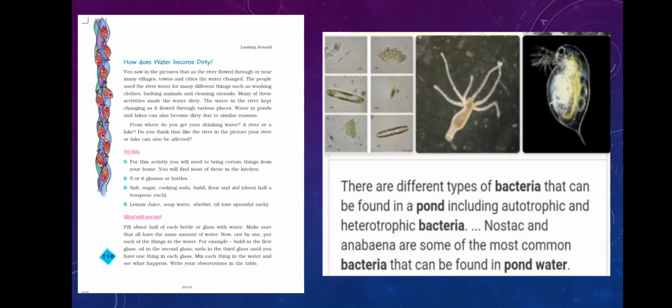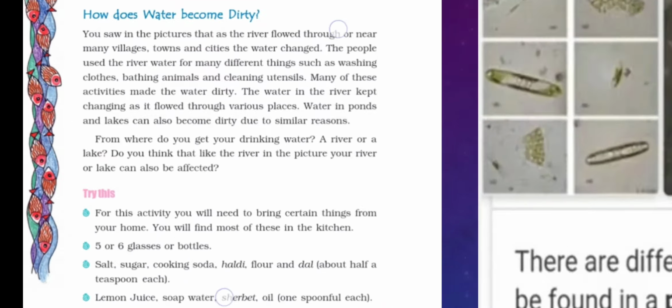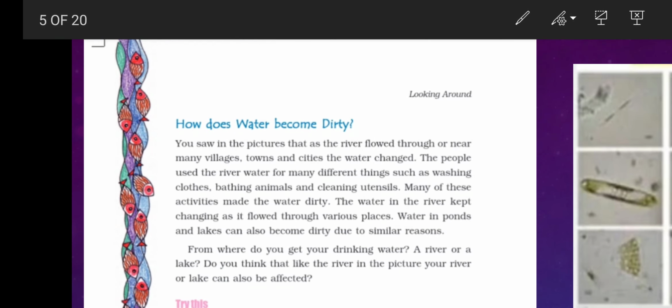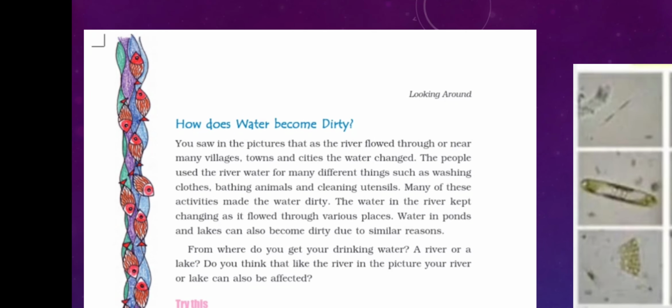Now, what are the questions on page number 109? We have already discussed them. I hope you like those answers. If you want to write those answers on your own, you can also do that. Now it is page number 110, let's see the topic: how does water become dirty?